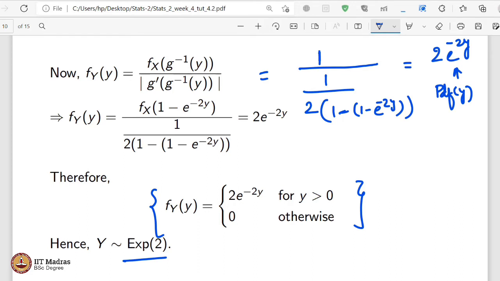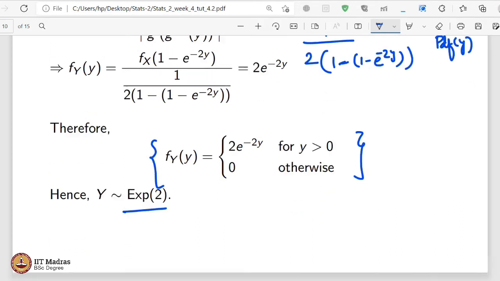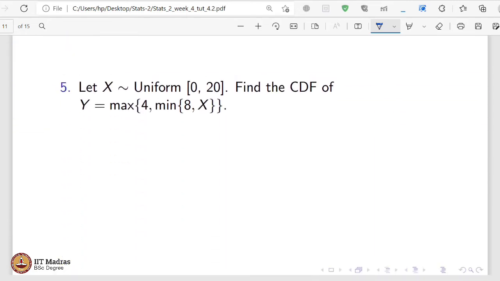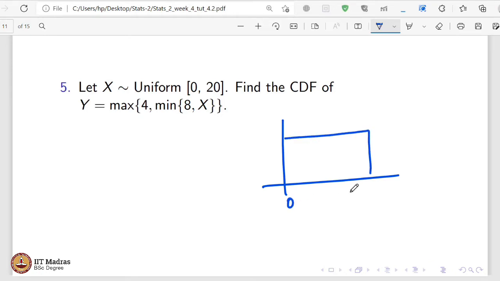Okay. So now we'll move to the next question, and that would be our last question for this tutorial. So this question is: x has been defined uniform from 0 to 20. So x will be like this from 0 to 20, 1 upon 20, and we have to calculate the CDF of y, and y has been defined as maximum of 4 comma minimum of x comma 8, right? This is x.